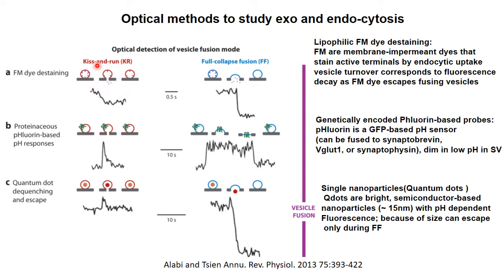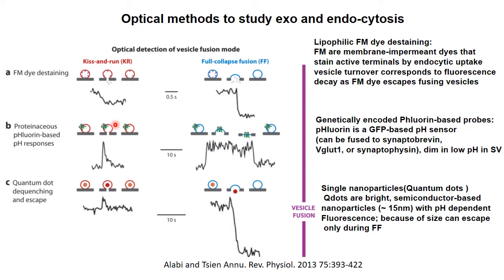So for example, if it's kiss and run, you're going to have some release of the dye, but then you're going to go back. So if you are doing the imaging, you're going to see a decrease in fluorescence that's then going to stop. On the other hand, if you have a full collapse fusion, this release is going to be much deeper, so you're going to have a much quicker and more complete decrease in the fluorescence.